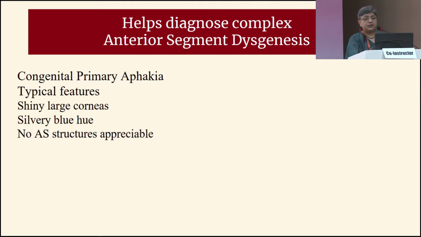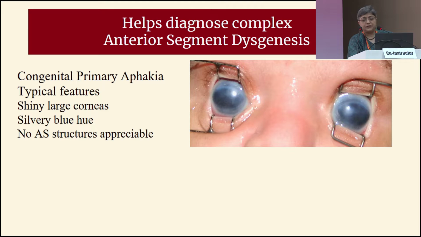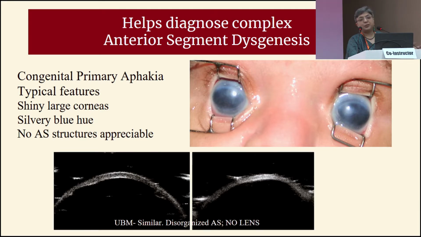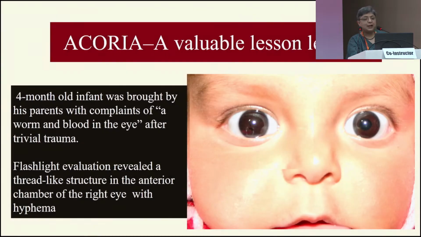Then, of course, Dr. Sirisha Faisal has talked about the congenital primary aphakia, both of them. So this is the silvery blue hue. Whether it's in Hyderabad or in Chandigarh, they look the same. We've learned to recognize them, and the UBM, of course, shows very thin cornea, which is dysgenetic, and no lens. And believe you me, you should let them be, because they are very unpredictable after surgery.